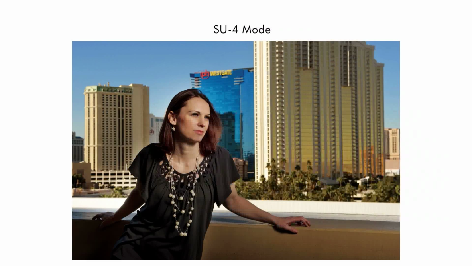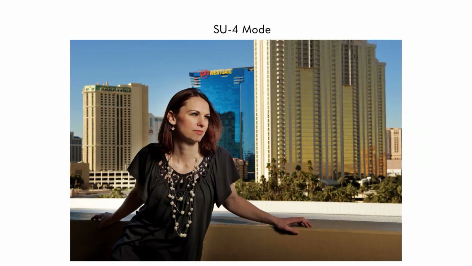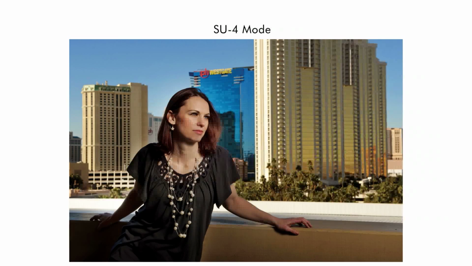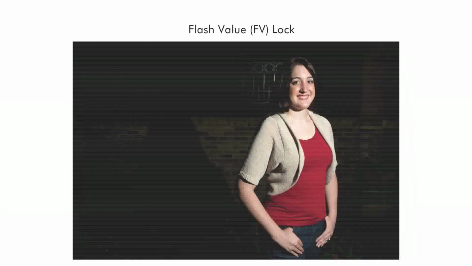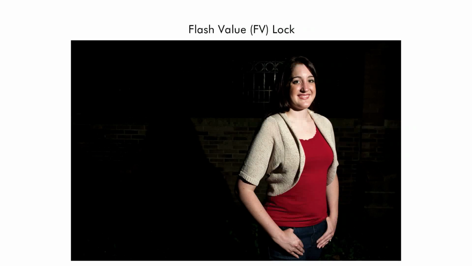SU4 mode is a great feature on Nikon's more advanced speedlights. It's basically a built-in optical remote that allows your speedlight to be triggered by light from any other flash. For the flash in SU4 mode to fire, the remote eye on its side needs to be pointed toward the triggering flash. On advanced Nikon cameras, you can program a button to work as a flash value lock.